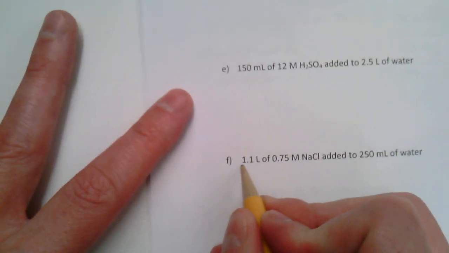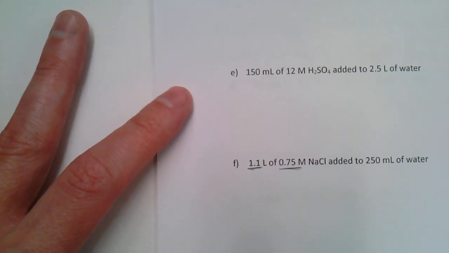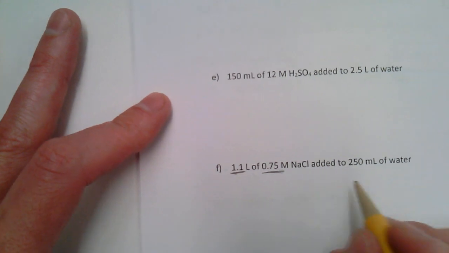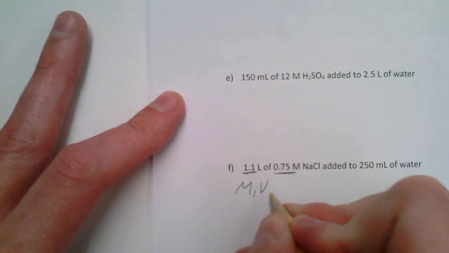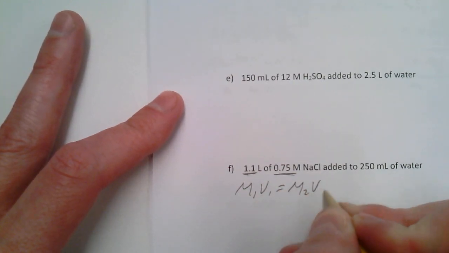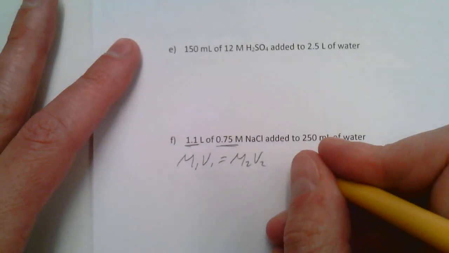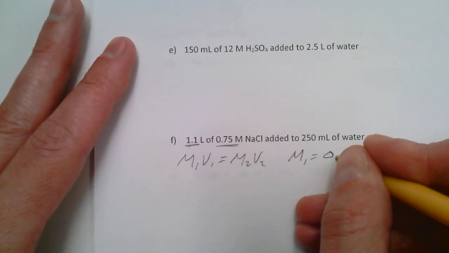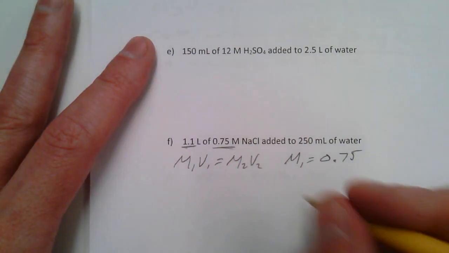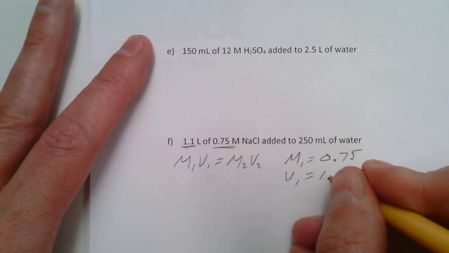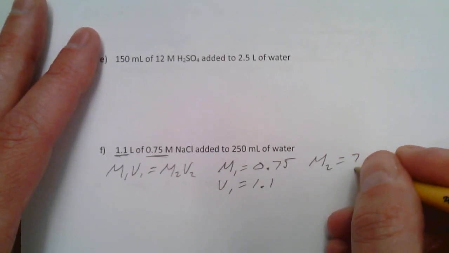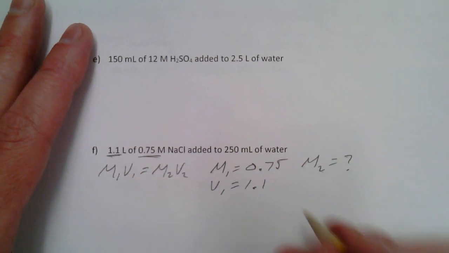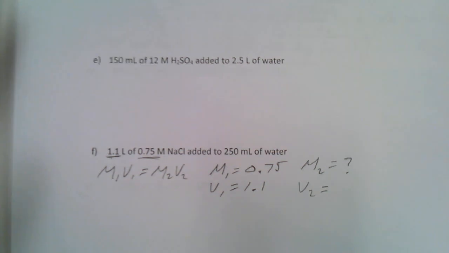Alright, then the other one I want to do is the very last one, which is F. So it gives you a V1 and an M1. And we're asking for the M2, and we need to kind of think about the V2. So we're obviously using this equation right here. And we know M1 equals 0.75, and we know V1 equals 1.1. We're trying to find M2, that's the entire question, but V2, we're not given directly, we have to think about it for a second.